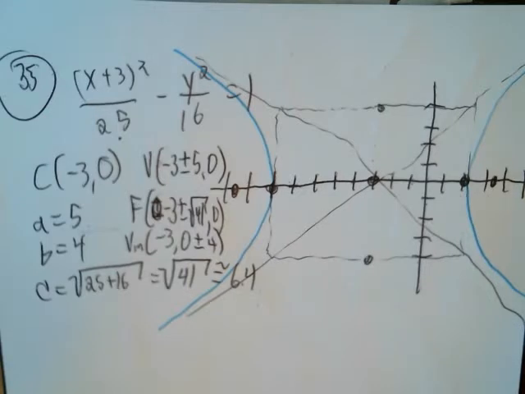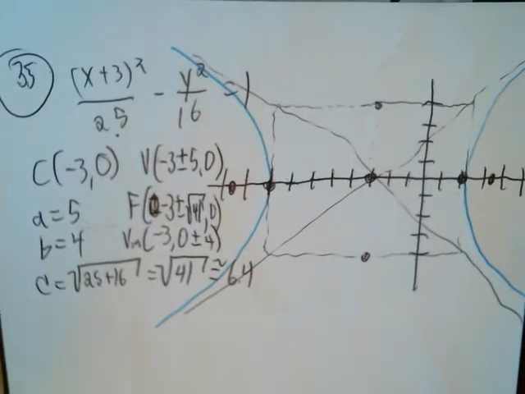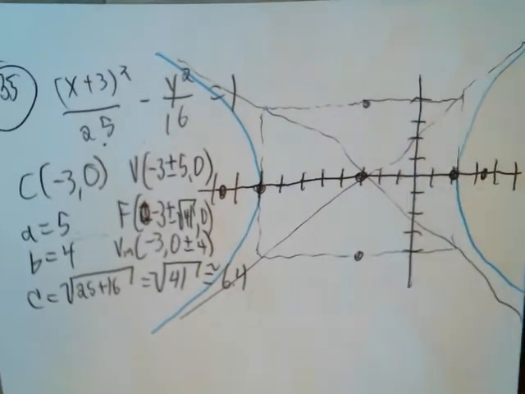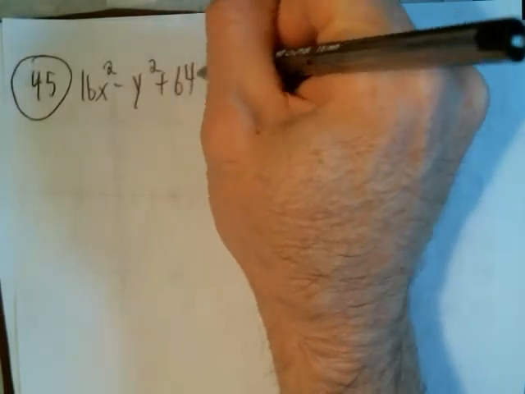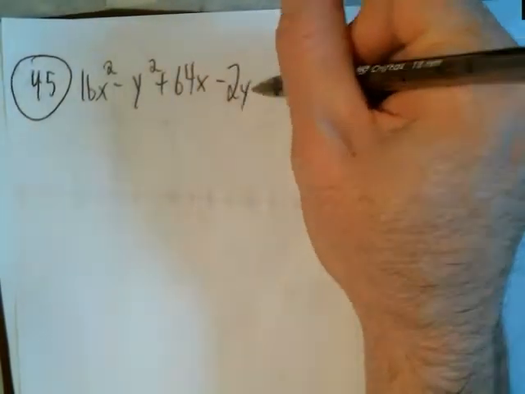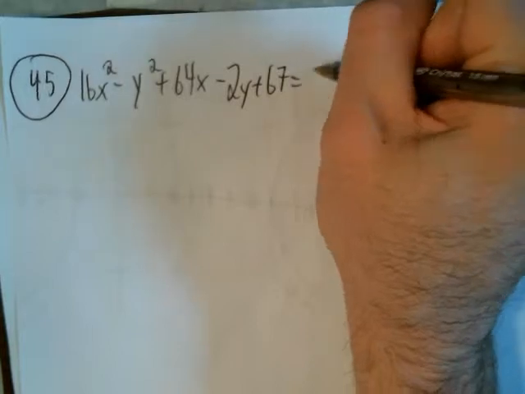Okay, so that's sort of your standard example. Let's look at one where you have to complete the square. So there's a little more work. And let's go for it. So 45. We have 16x squared minus y squared plus 64x minus 2y plus 67 is 0.